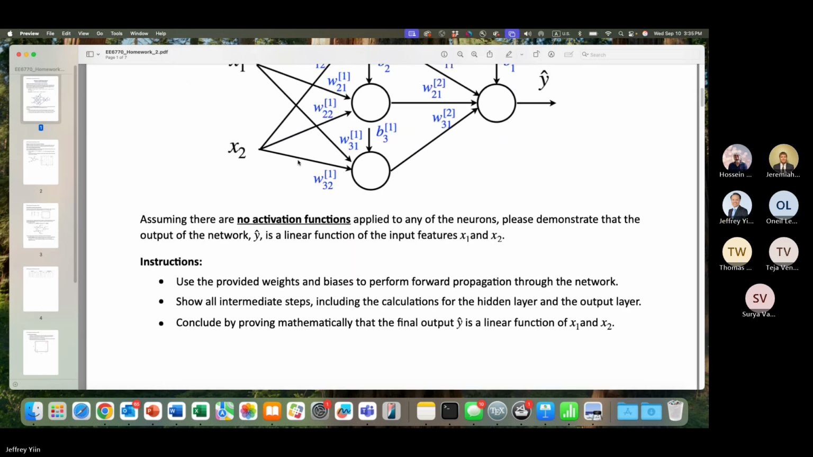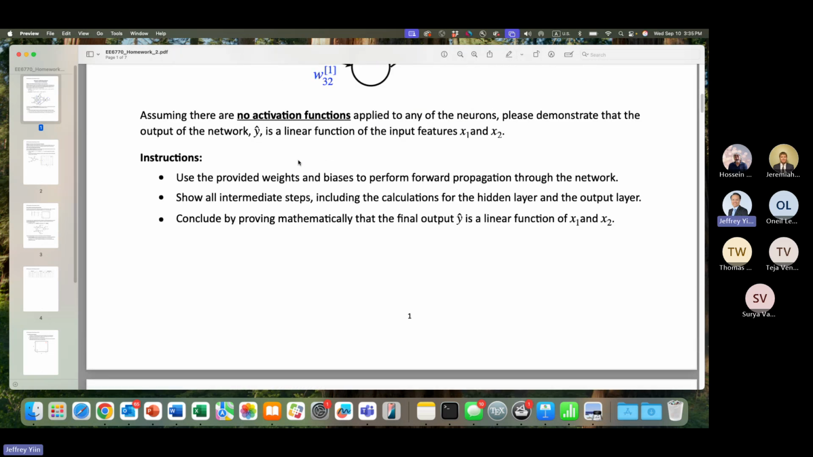So this one is pretty straightforward. You just follow the instructions. I even give you step-by-step instructions. Follow them.